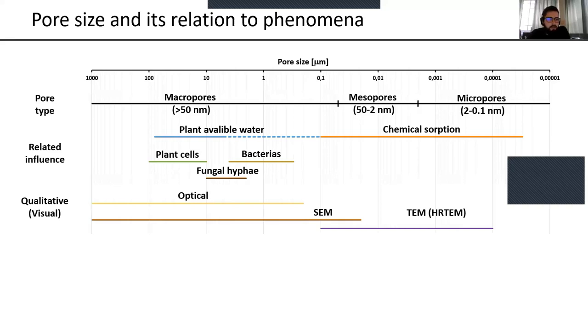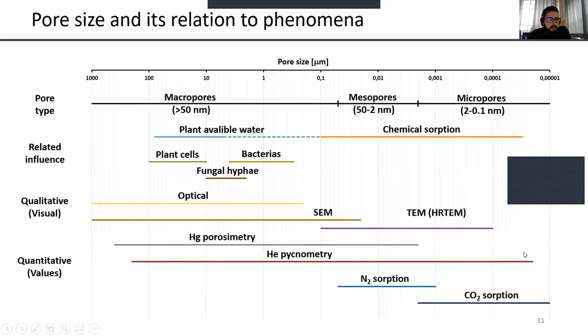If we would like to qualitatively see how the macropores look, we can use a normal microscope or a scanning electron microscope. But if we would like to assess mesopores and micropores in detail, we will need to go into the TEM, transmission electron microscopy, and especially in the finer region we will have to use high resolution TEM. If we would like to quantitatively assess the structure, helium pycnometry allows us to assess the whole pore volume, but it does not distinguish by size.